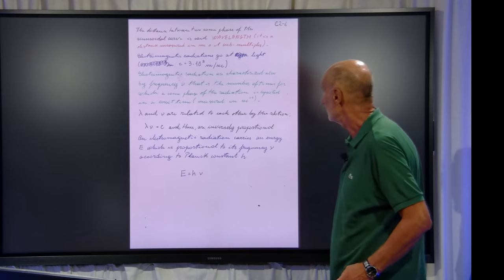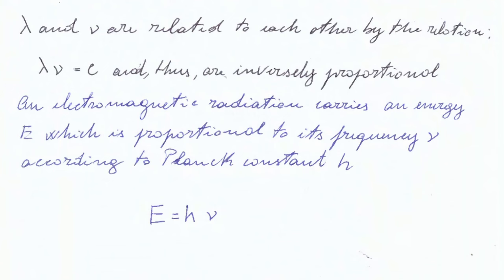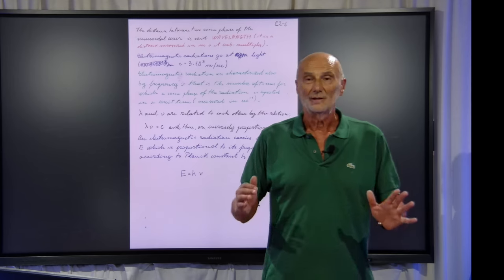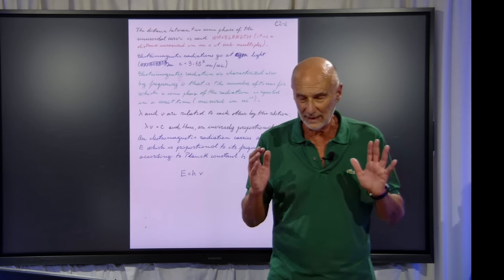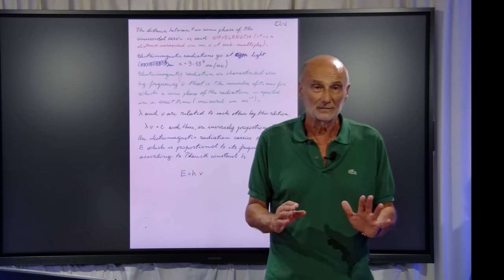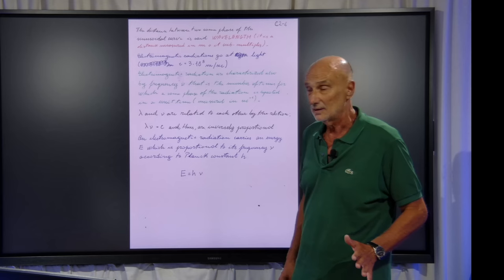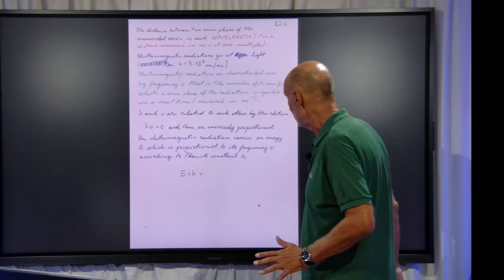Well, it must be said that the wavelength lambda and the frequency ni of our radiation are bound to each other by this relation. Their product is equal to C, which is a constant that represents the speed of light. So the higher the lambda, the wavelength of the radiation, the lower the frequency. And conversely, the higher the frequency, the lower the lambda, the wavelength of the radiation.